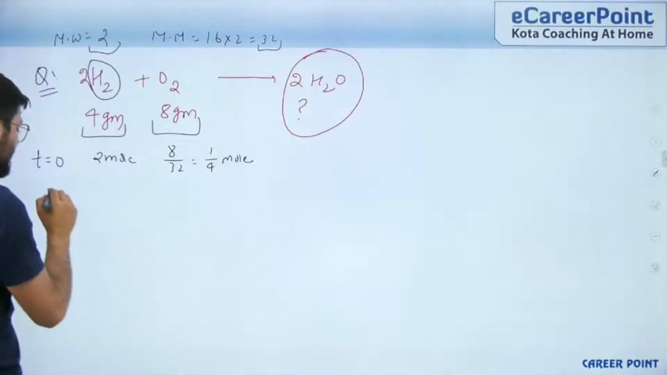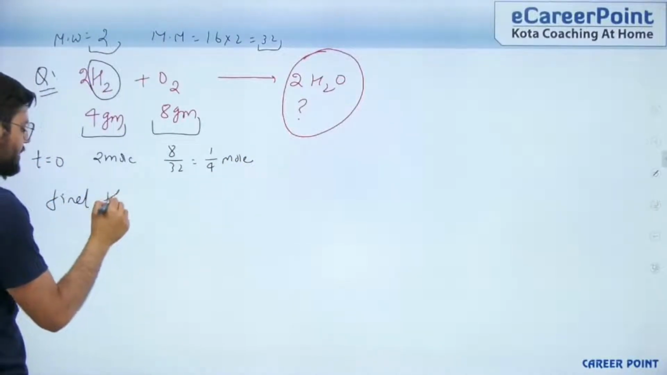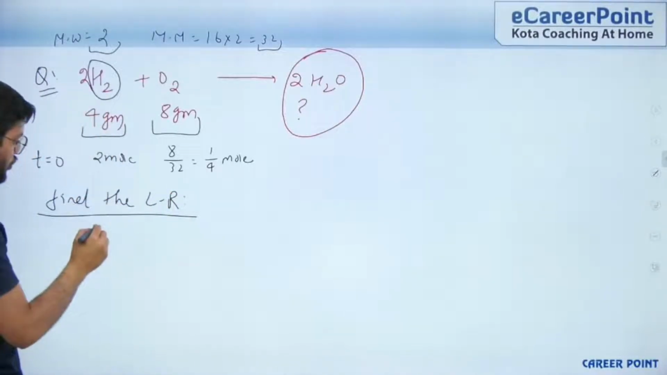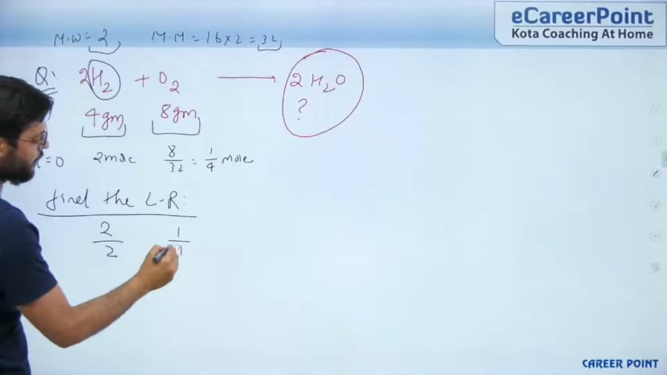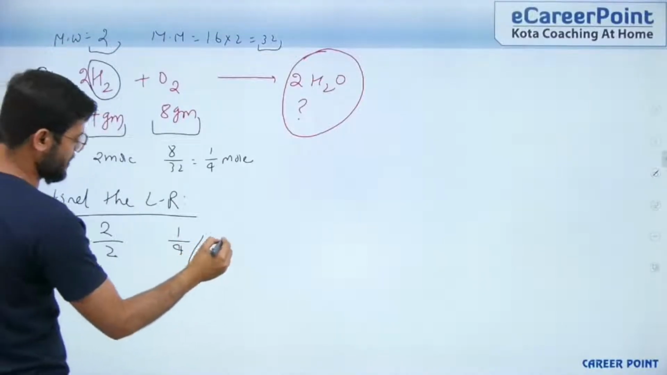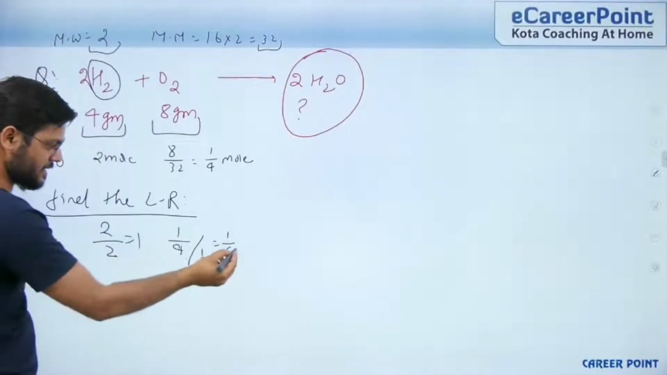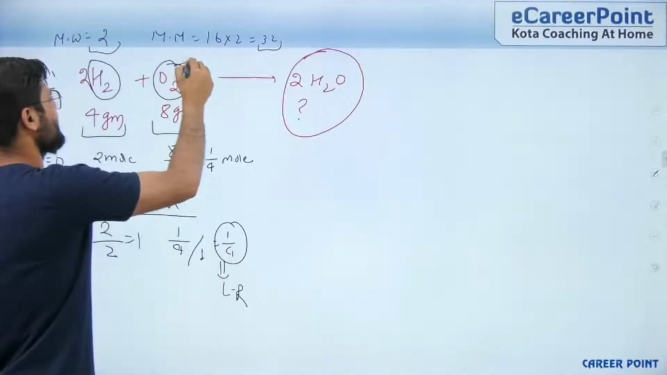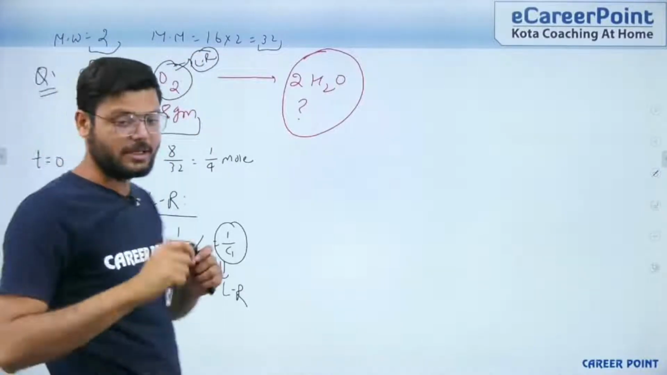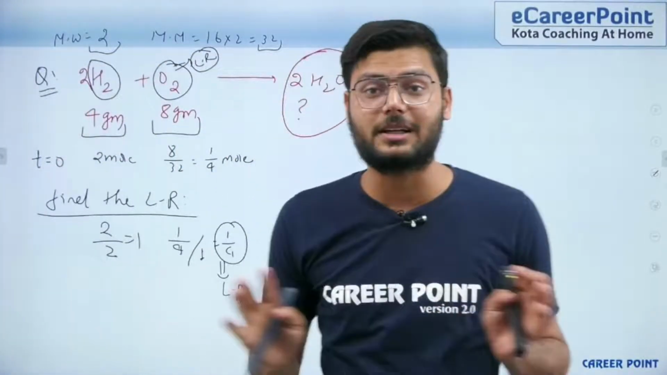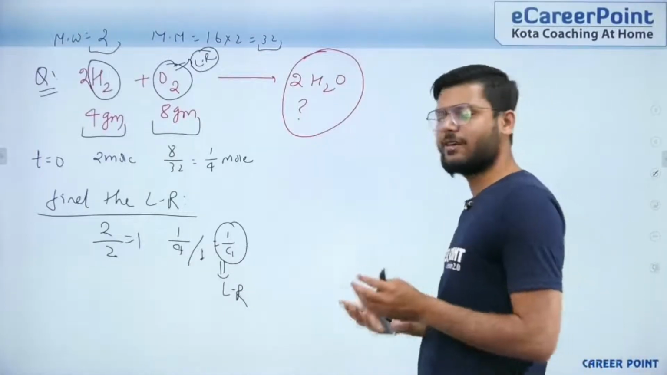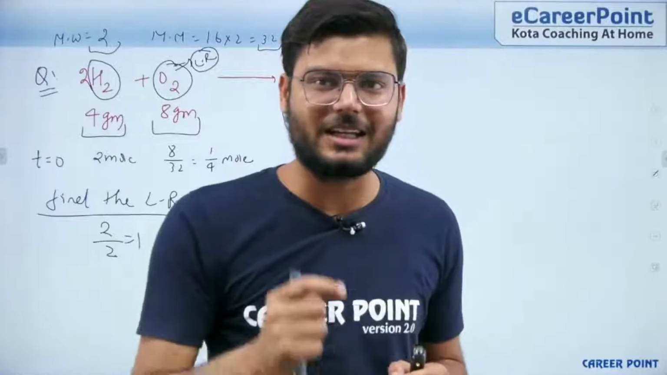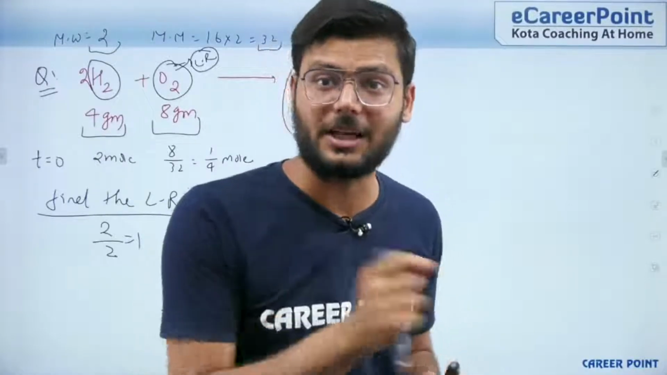And if I would say find the limiting reagent, how to find the limiting reagent? Just divide by the stoichiometry. So 2 divided by 2 is 1, and 1 by 4 divided by 1 is 1 by 4. Which is smaller? This is smaller, so this is the limiting reagent. So in this case, oxygen is the limiting reagent. And remember, the limiting reagent is going to react completely in the reaction.